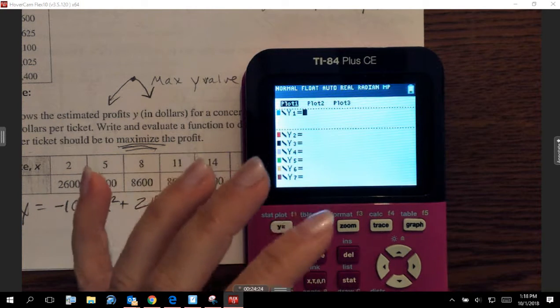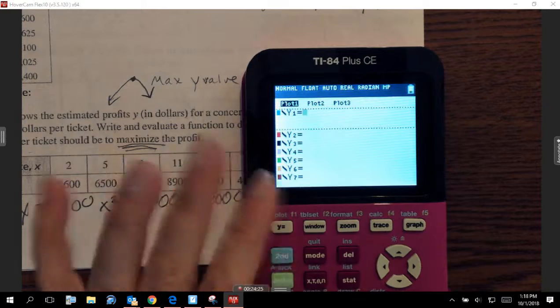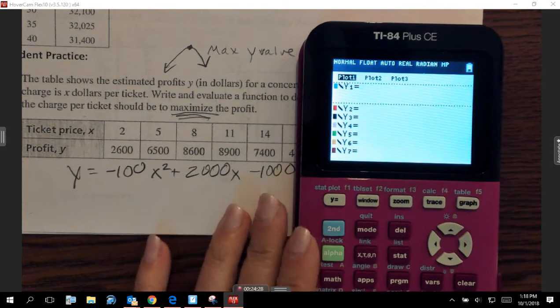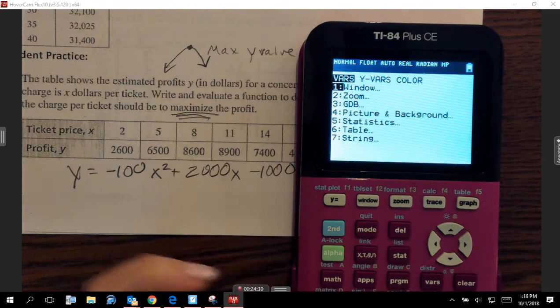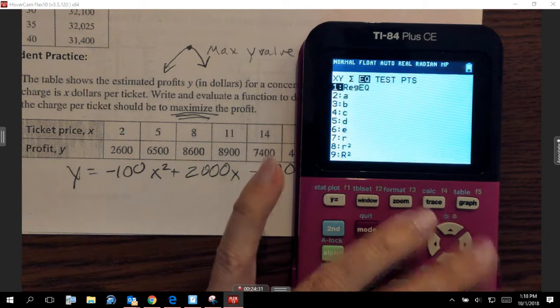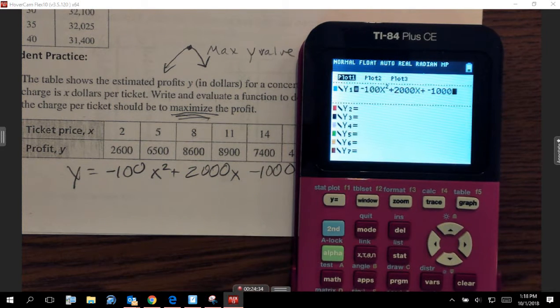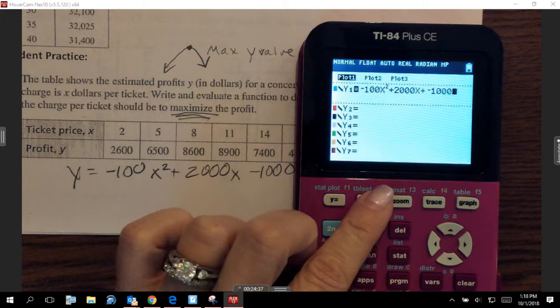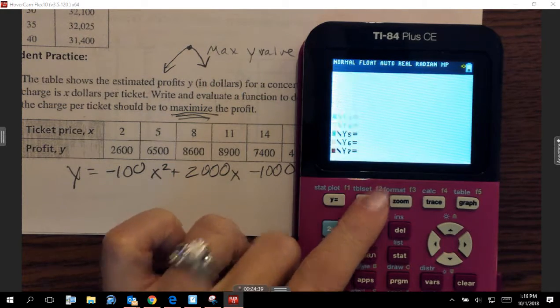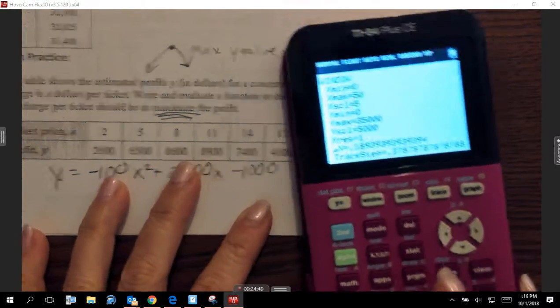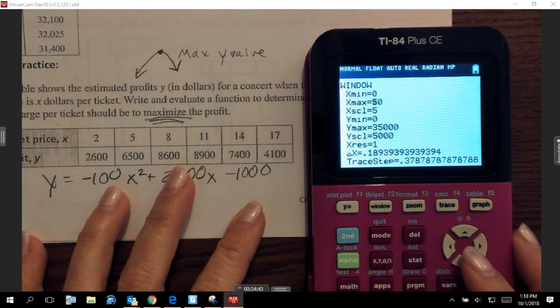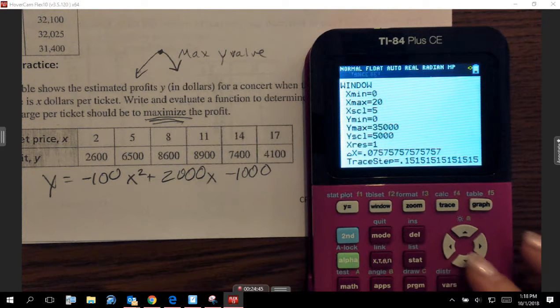So we're going to get this graphed, and I'm going to go over again how to find the vertex, because I did this on Friday. So remember to graph it. You have to copy that equation in, vars, 5, EQ. And then you also have to check your window. Make sure the window fits the data. Looks like 0 to 20 is good, and profit 0 to 10,000.